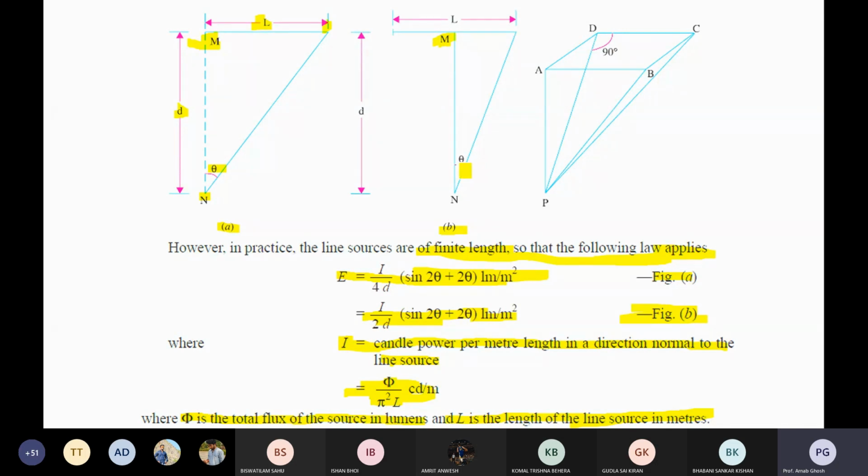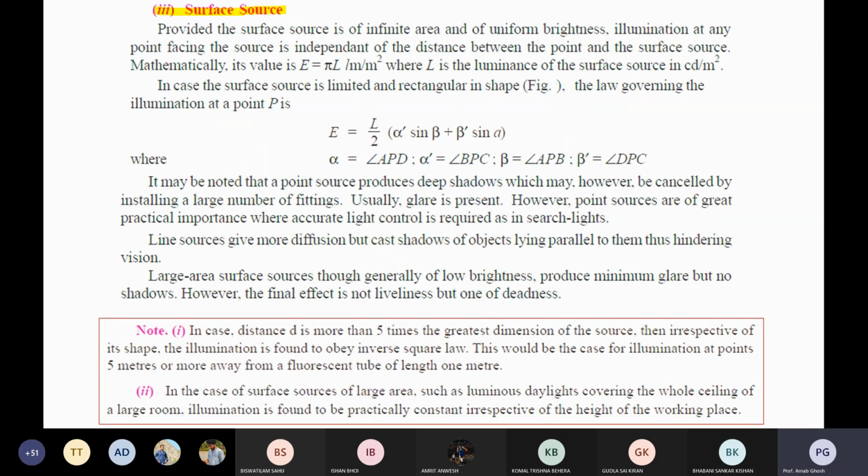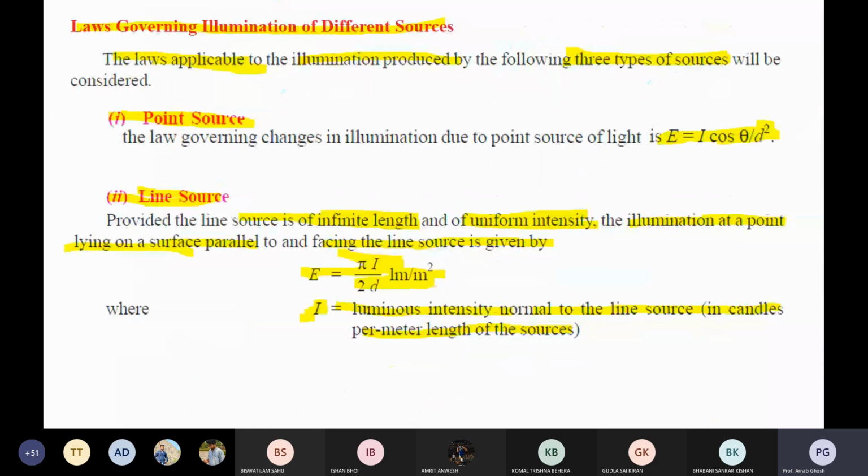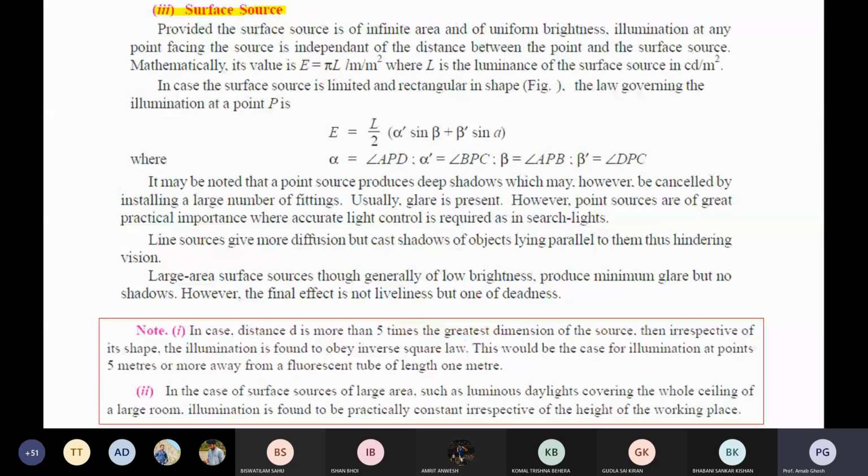Okay, next point is the surface source. First we have discussed the point source, then the line source, now the surface source. The source behaves like a surface. How will it look? Provided the surface source is of infinite area, you have considered the area is infinite and of uniform brightness. Illumination at any point facing the source is independent of the distance between the point and the surface source. You know that one.